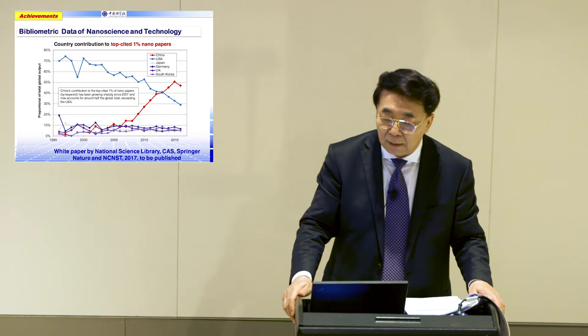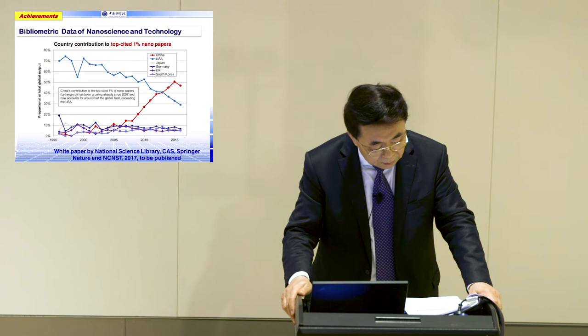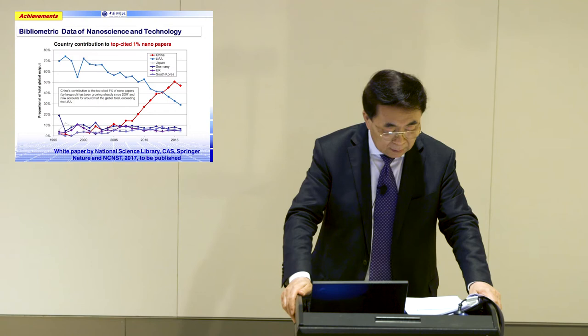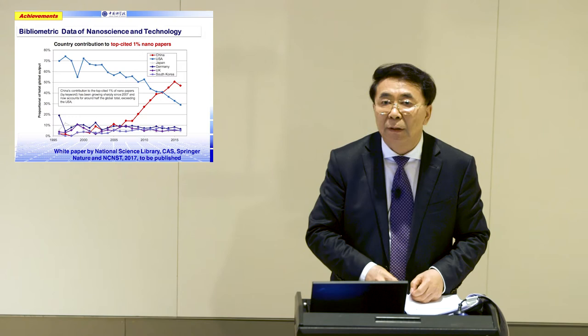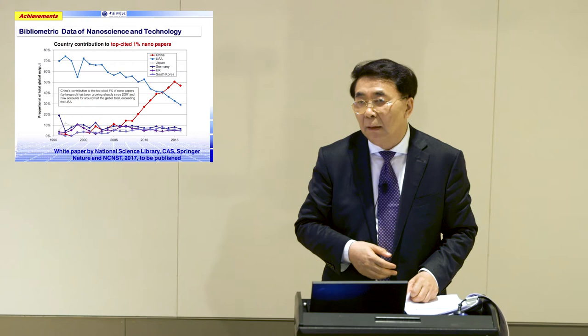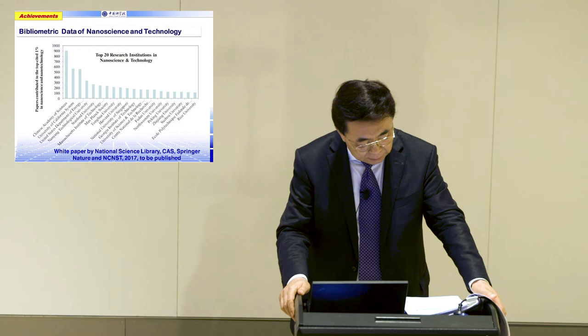You can also see that this graph shows China's contribution to the top cited 1% of the nano papers has grown sharply since 2007, which accounts for around half of the global total, exceeding the US since 2014. So I think that's also an indicator that the quality of the research in the nano area in China is pretty good, and increasing. Here is the list of the top 20 research institutes in nanoscience and technology in the world.